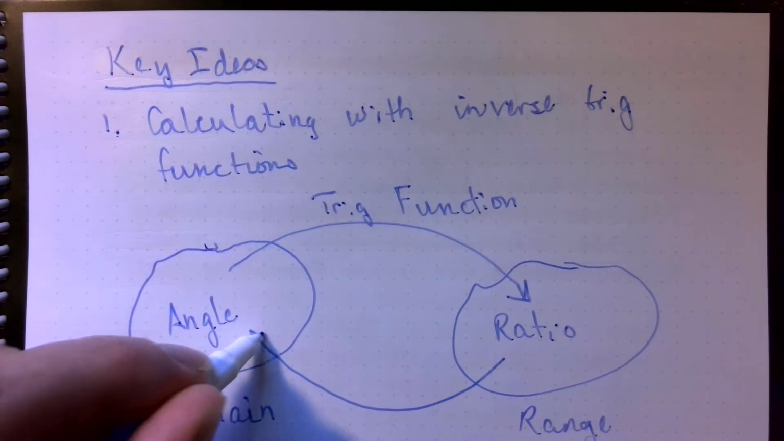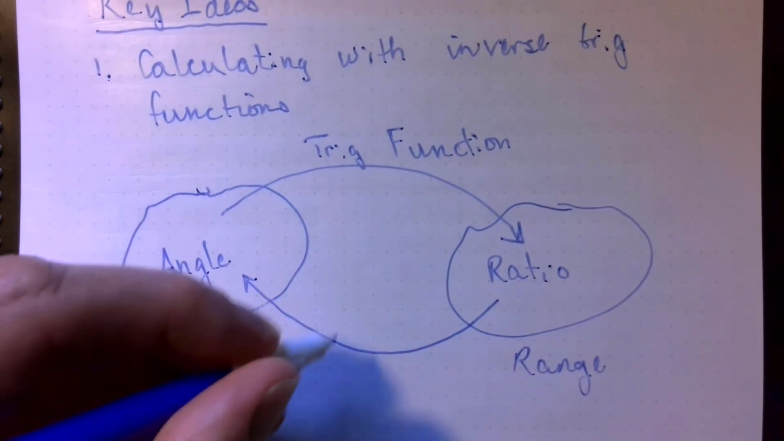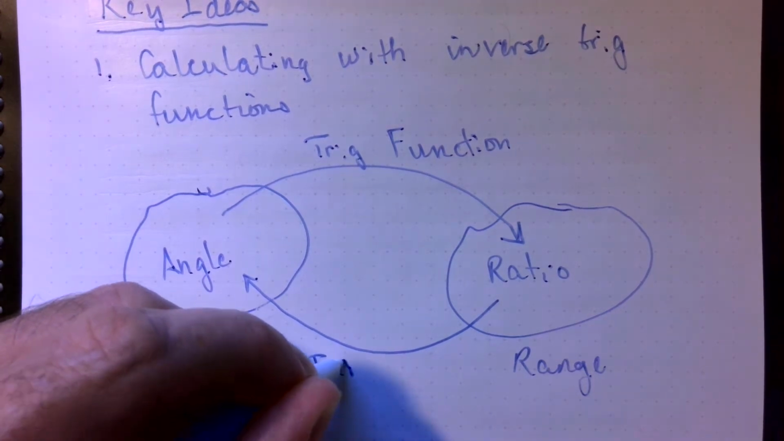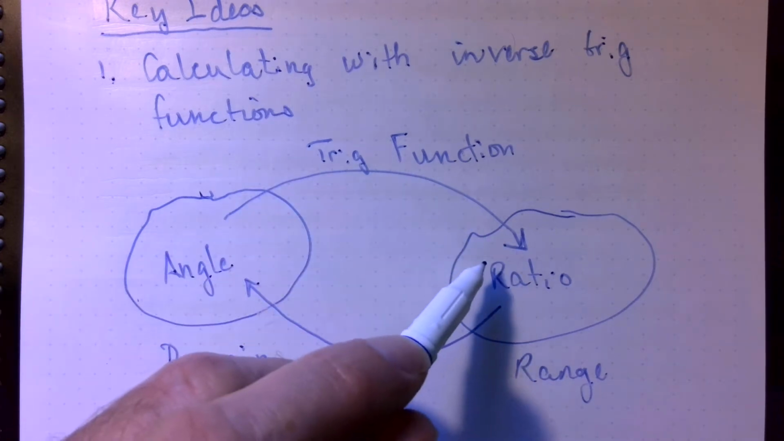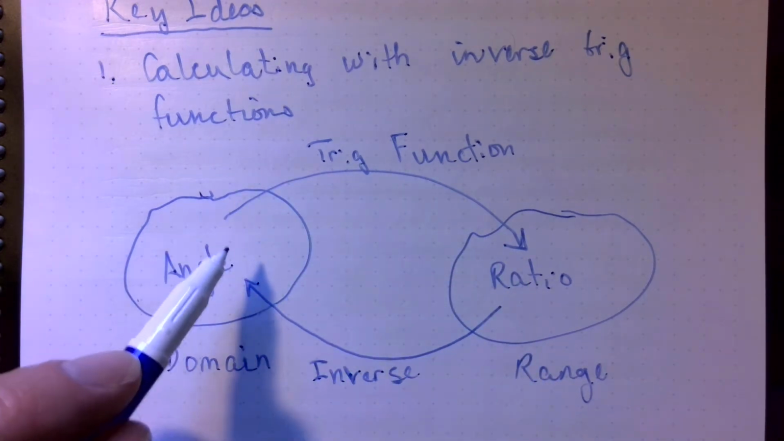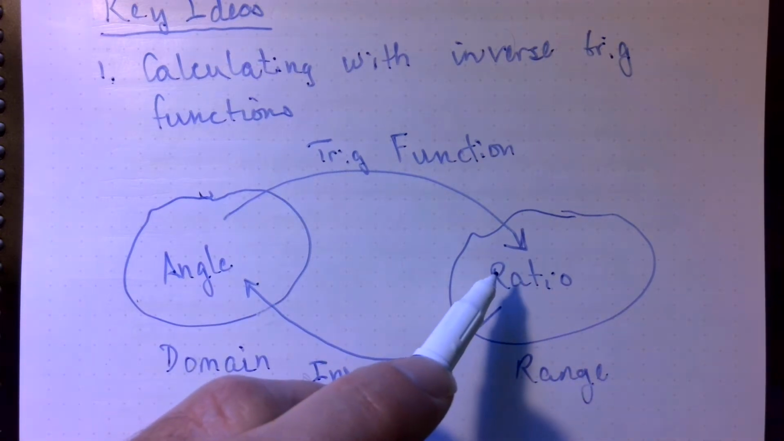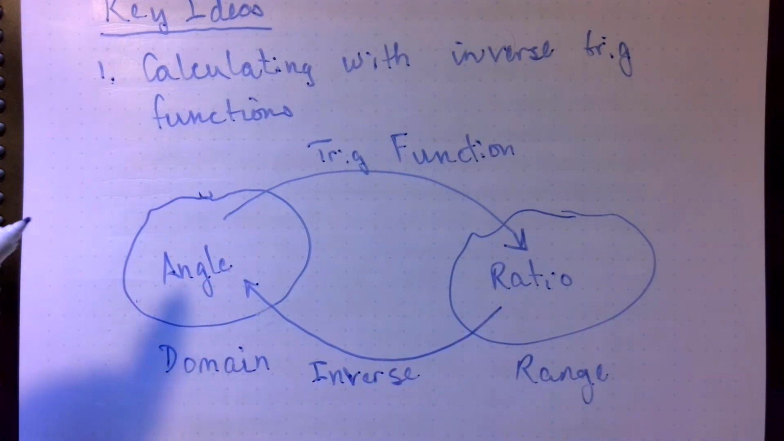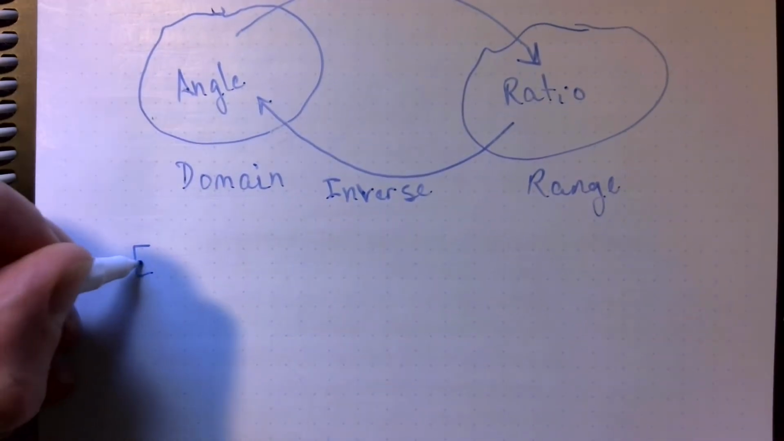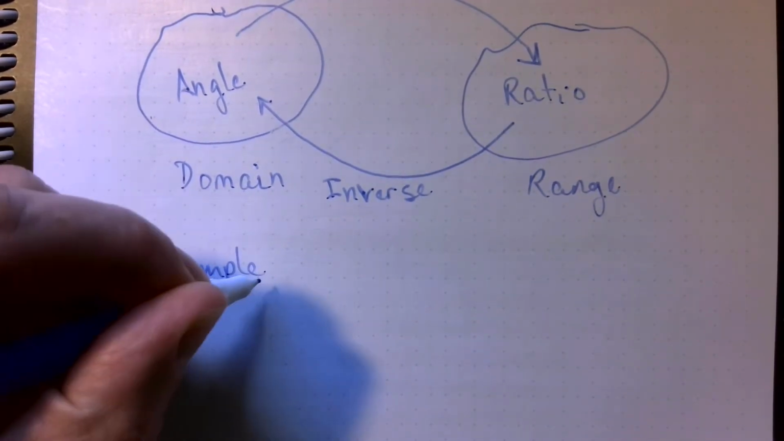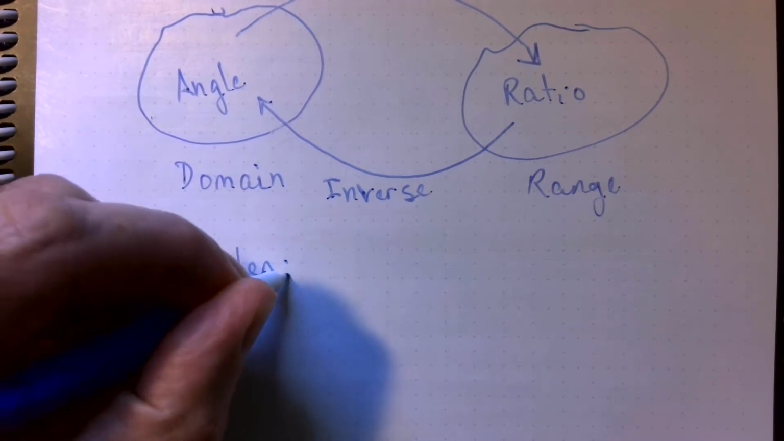Well, in mathematics, we're also concerned with going the other way. This is called the inverse process. Okay, so your trig function takes an angle, gives you a ratio. The inverse process takes a ratio and gives you an angle. Okay, so let's do one or two of these here to get a feel for what's going on. So let's do examples.